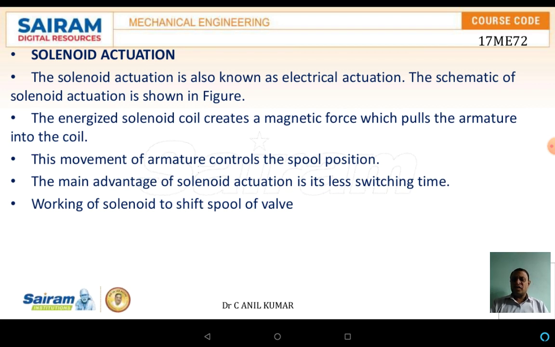The solenoid actuation. Solenoid actuation is known as electrical actuation. The schematic of the solenoid actuation is as shown in the figure. The solenoid is actuated by means of a coil, especially by means of magnetic force pulling the armature into the coil. The movement of the armature controls the spool position. The main advantage of solenoid actuation is its short switching time. The working of the solenoid is to shift the spool valves.